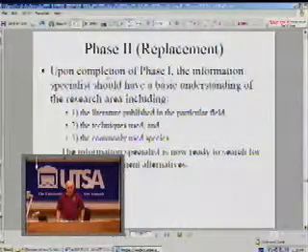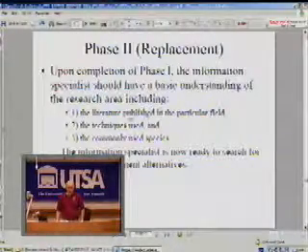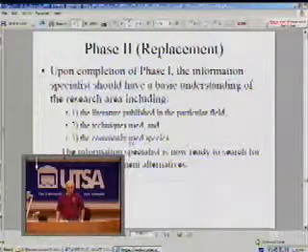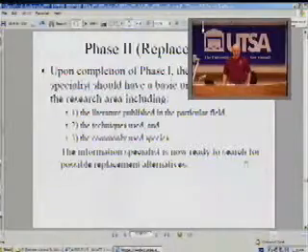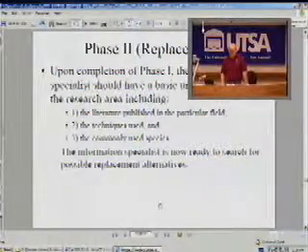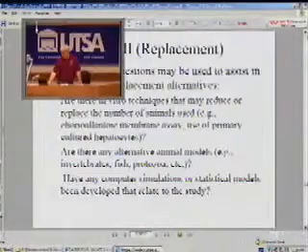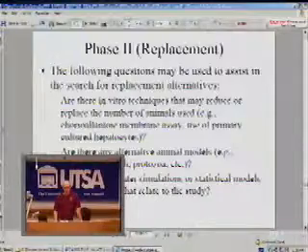Upon completion of phase one, the information specialist should have a basic understanding of the research area, including the literature published in the particular field, the techniques used, and commonly used species. The information specialist should be ready to search for possible replacement alternatives. So the following questions may be used to assist in the search for the replacement alternatives.